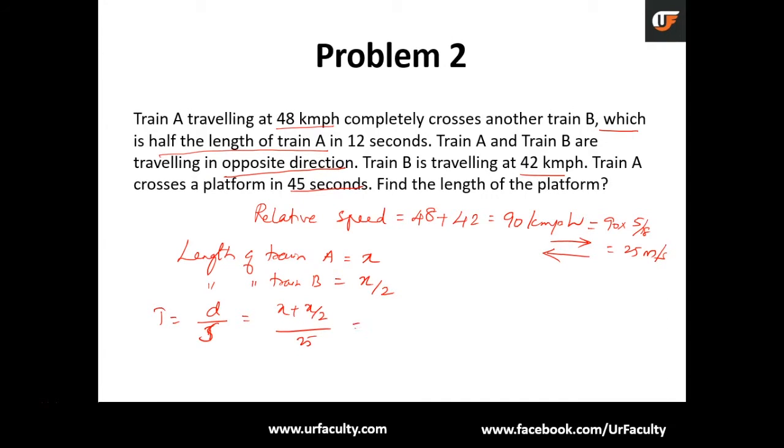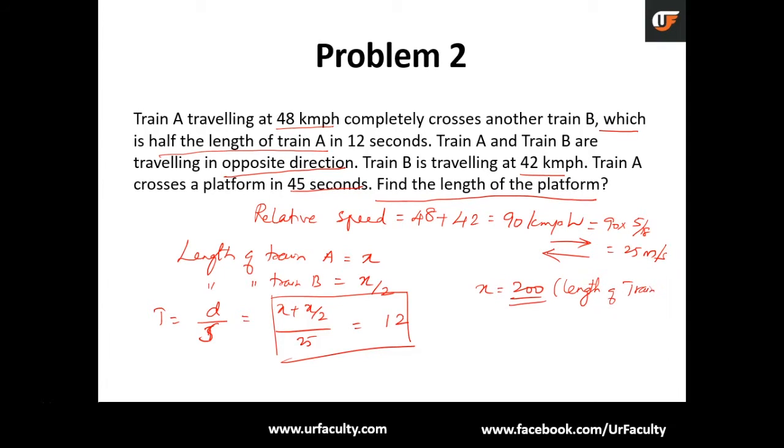And on solving, and this has to be done in 12 seconds, right? Now this is the equation that you have to look for, and on solving, what do you get? You get x is equal to 200. Okay, the question says find the length of the platform. This is the length of train A.